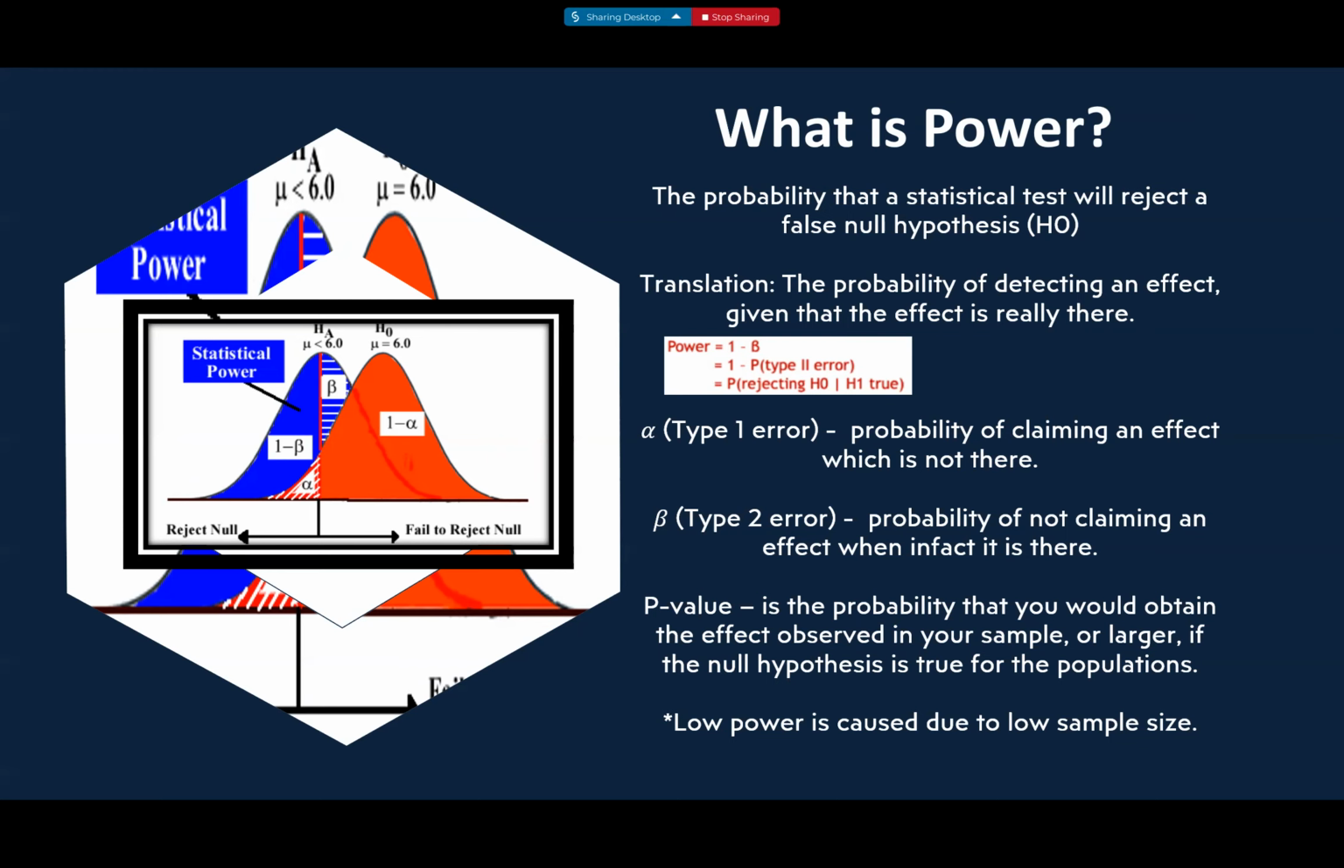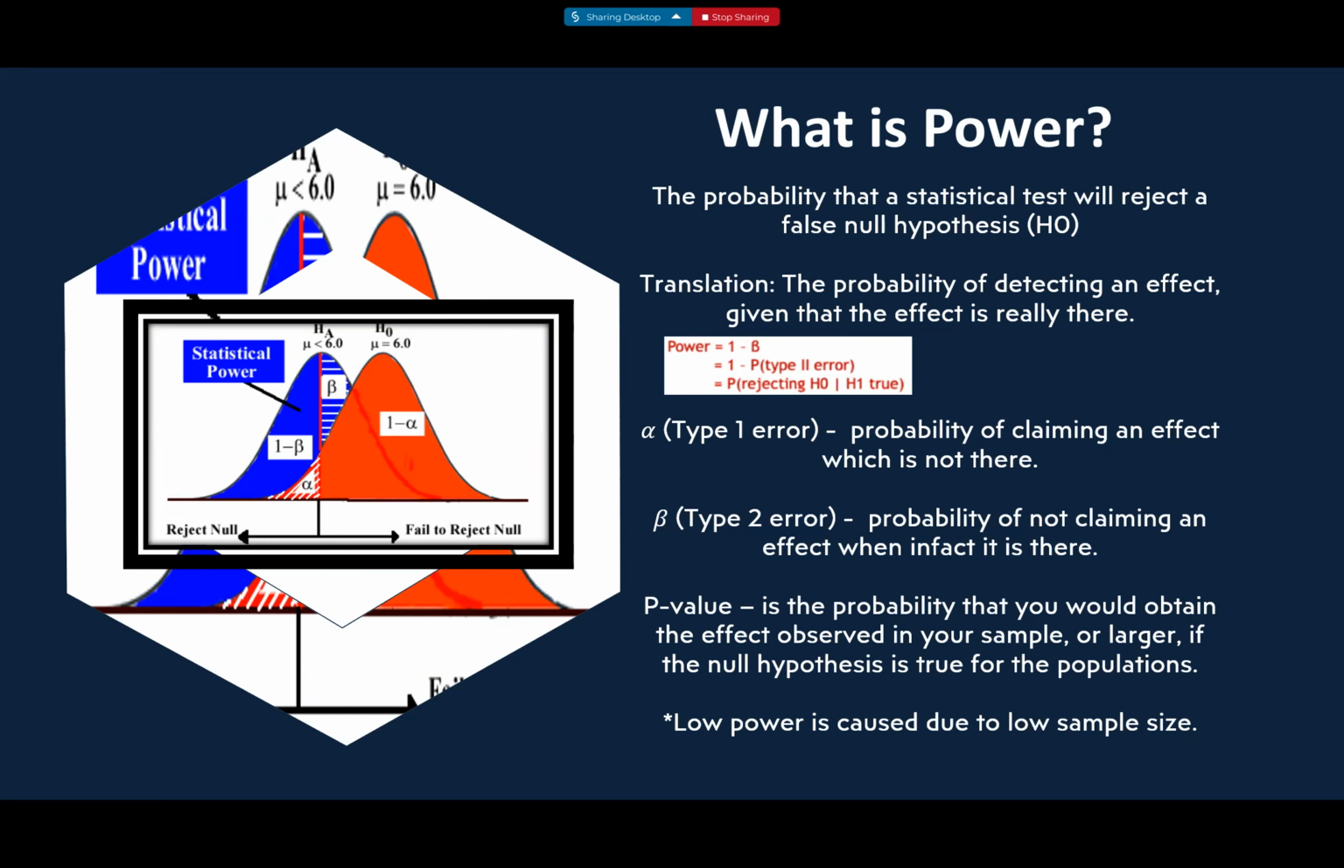P-value, on the other hand, is the probability that you would obtain the effect observed in your sample or larger if the null hypothesis is true for the population. So lower power is caused by a lower sample size. Basically, when we're looking at power, we are asking: can we see that there is a difference, or a relationship, based on our sample, because it actually exists in the population? Do we have enough power to find that in the first place?